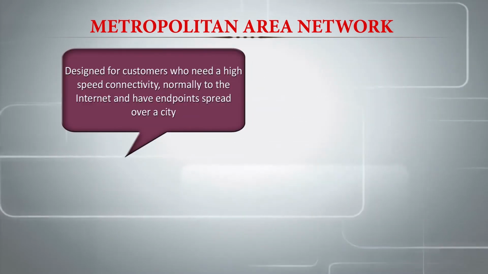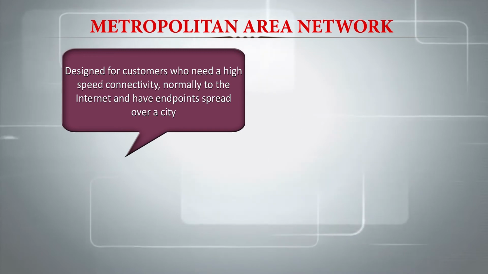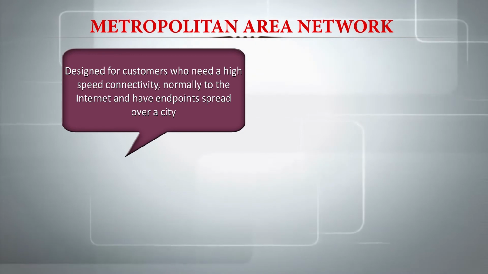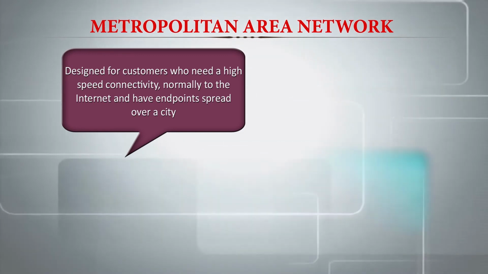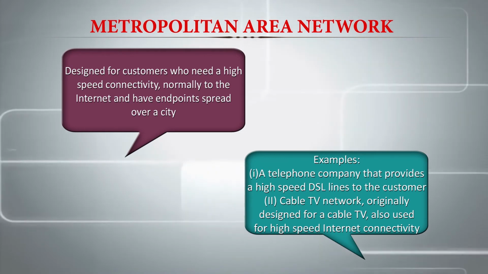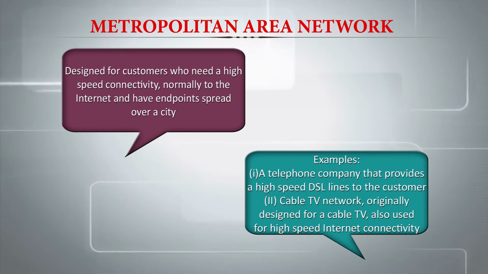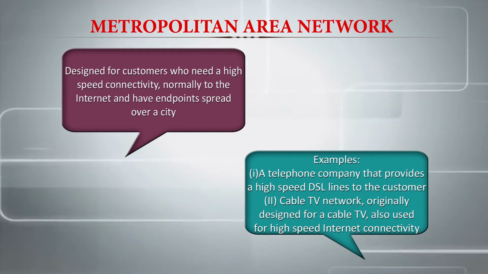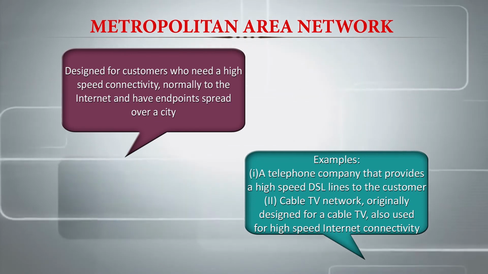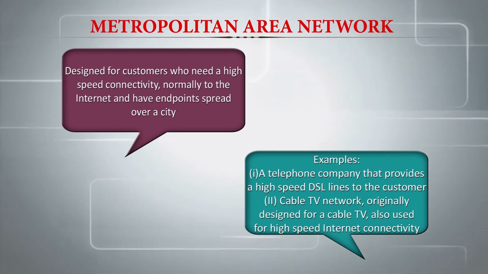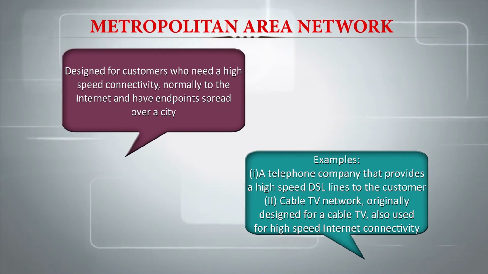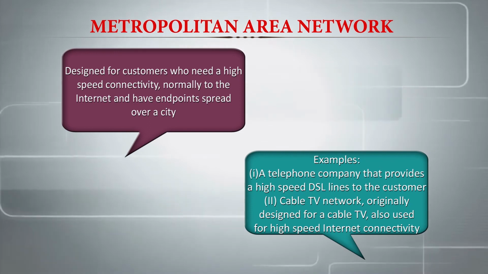These are designed for customers who need very high speed connectivity, normally to the internet, and have endpoints spread over a city. For example, a telephone company that provides a high speed DSL line, digital subscriber line, to the customer. This is an example of a metropolitan area network. Or take the example of a cable TV network, originally designed for cable TV, which today is also used for high speed internet connectivity. They use a very high speed backbone for connectivity. So these are a few examples of metropolitan area networks.